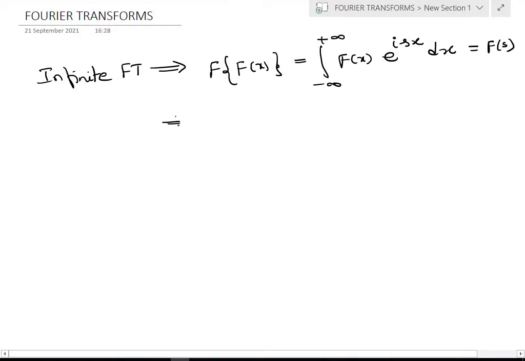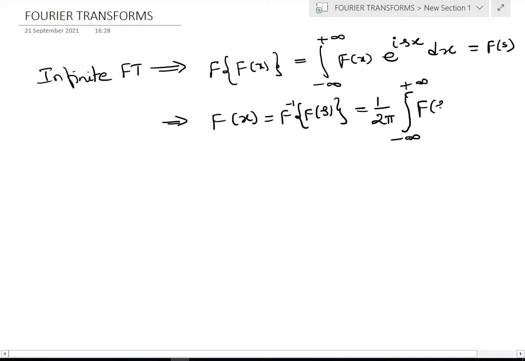Now the inverse Fourier transformation, that again gives back f of x, is the inverse Fourier transformation of F of s. There is a multiple factor, 1 by 2 pi, times the integral from minus infinity to plus infinity of F of s e power minus i s x ds. This is the infinite Fourier transformation that we have defined.